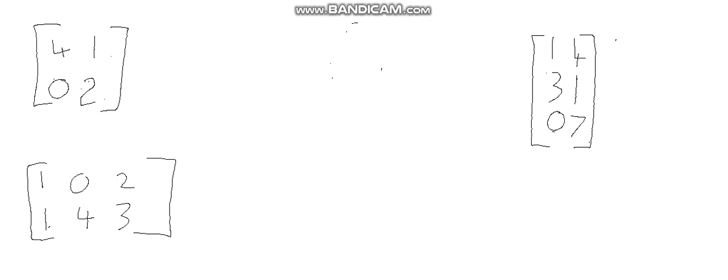So, if you look at the first one here, 4 1 0 2, it has two rows and two columns. Therefore, we call it a 2 by 2 matrix. The second one has 1 0 2 1 4 3. This one also has two rows, however, it has three columns. Therefore, we call it a 2 by 3 matrix.